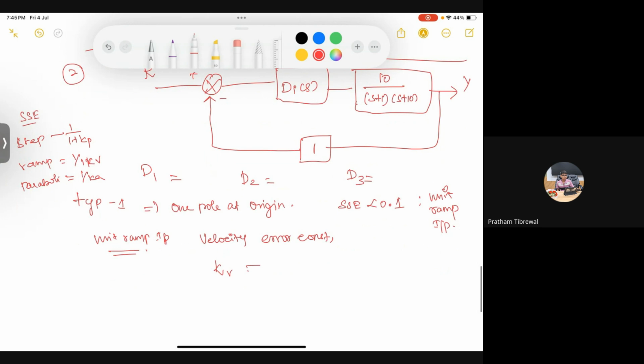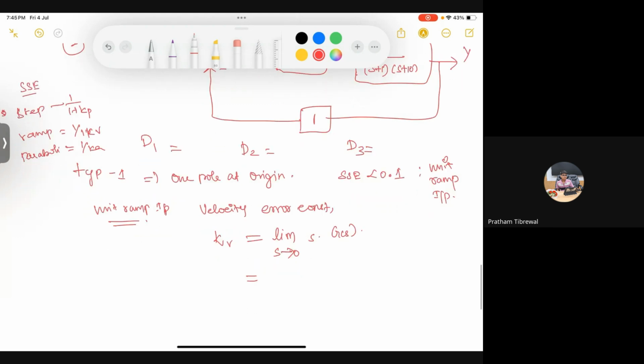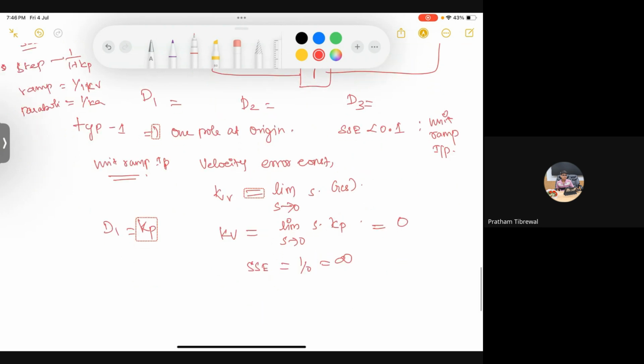So Kv can be found using the formula limit s tends to 0, s into G of s, right? So if I pick the first controller, that is Kp, D1, this will become limit s tends to 0, s into Kp. There is no term to eliminate. Then this will become 0, Kv becomes 0. Then your steady state error would be 1 by 0, it will be infinity. The error would be too large. So you cannot choose this first controller.